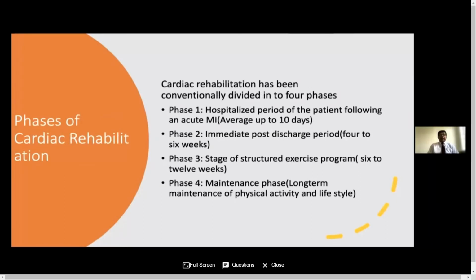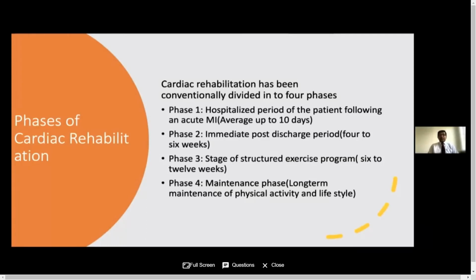Conventionally, cardiac rehabilitation has been divided into 4 phases. Phase 1 is the hospitalized period of the patient following acute myocardial infarction or acute cardiac event that averages up to 10 days. This depends on the patient's medical status.